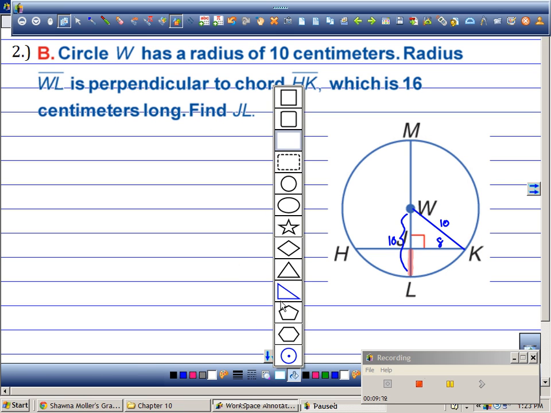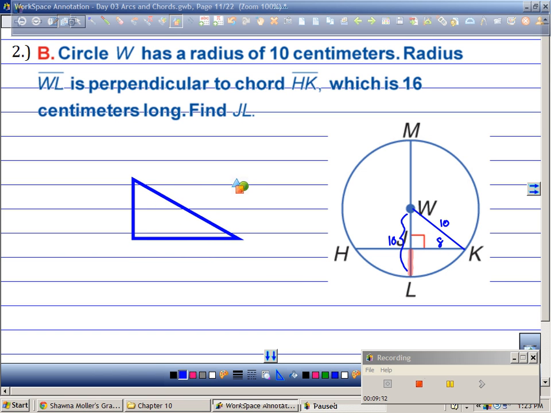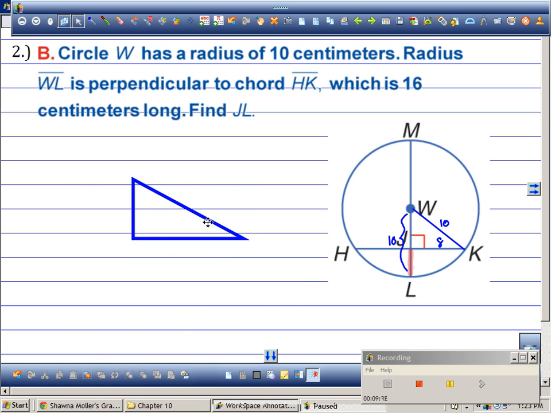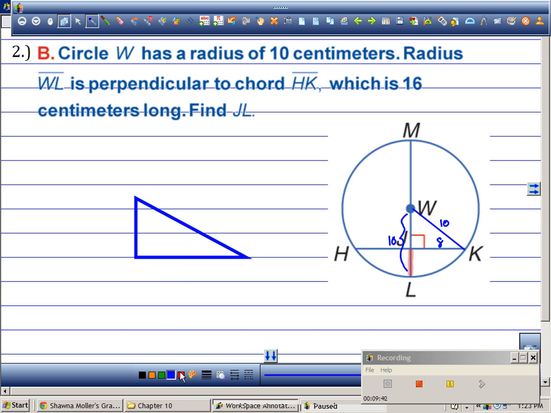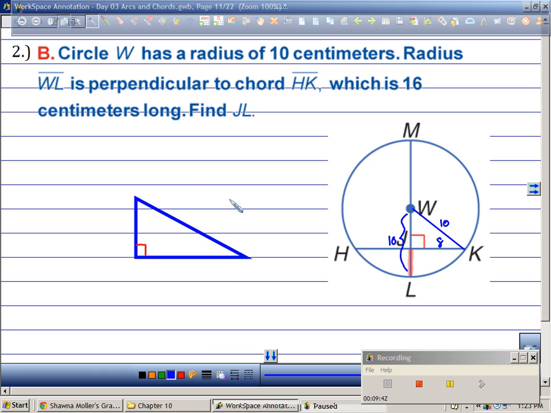So just because it's easier to see, I'm going to recreate this triangle so I can make sense of it separately from my circle. And I'm going to say, well, I know that it's a 90-degree right triangle. I know that the hypotenuse is 10. I know one of the legs is 8. If you know your Pythagorean triples, this is a 6, 8, 10 triangle. But if you didn't know that, you should know 3, 4, 5, 6, 8, 10, 9, 12, 15. Those should just roll off of your tongue. That's okay.